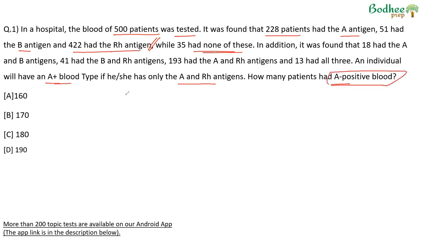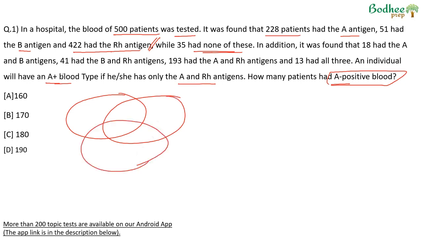This is a dash. So what we do is we start with making a Venn diagram. A is 228, B is 51, RH positive or negative is 422. 35 had none of these. So in this Venn diagram, we will have 500 minus 35, which is 465 as the total. 35 will be outside.